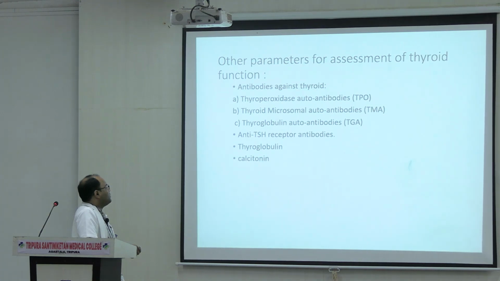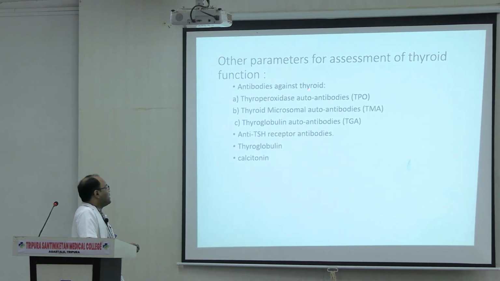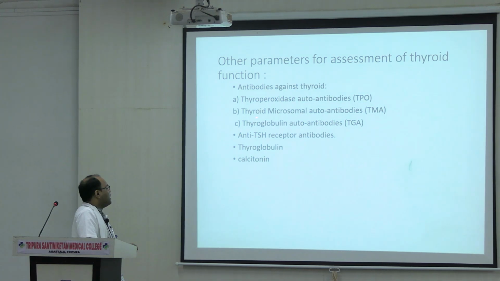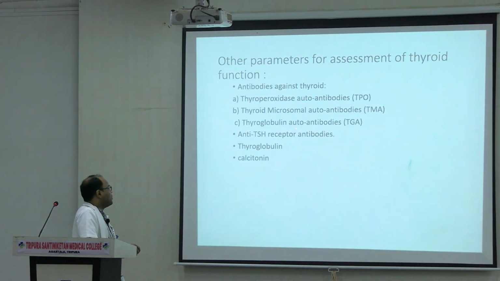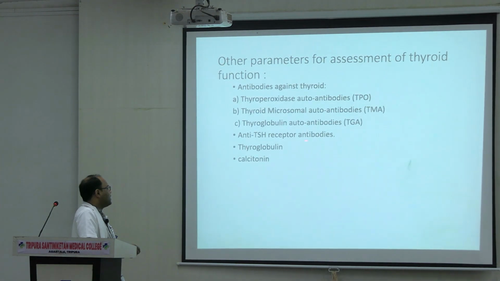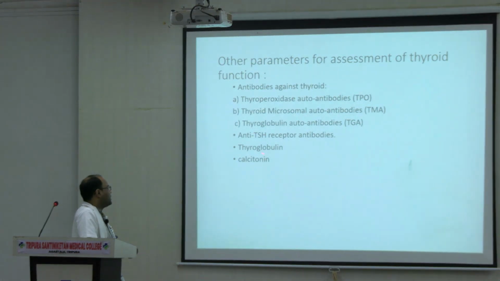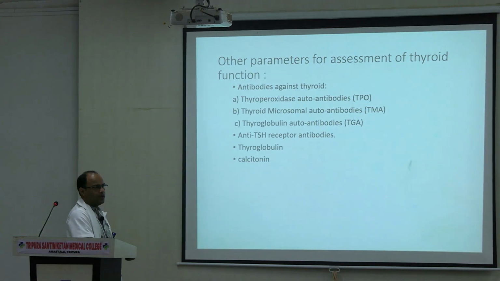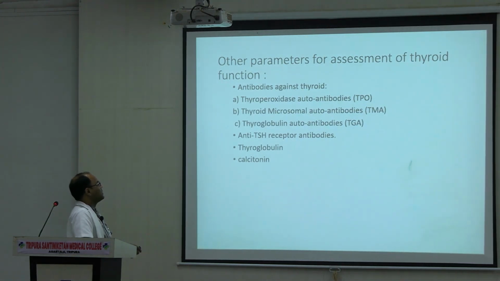Other parameters for assessment are antibodies against the thyroid gland, like anti-TPO antibody, thyroid microsomal autoantibody, thyroglobulin autoantibodies, anti-TSH receptor antibodies, thyroglobulin and calcitonin also. Sometimes we see thyroid function status.